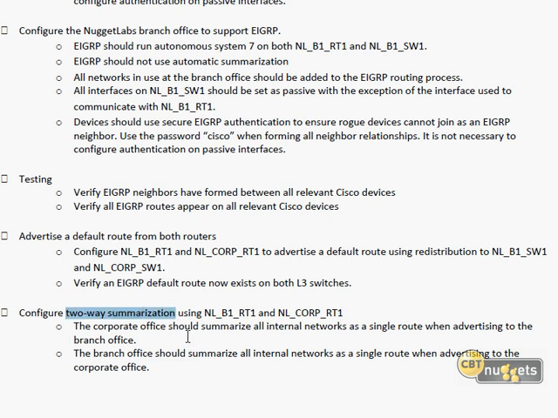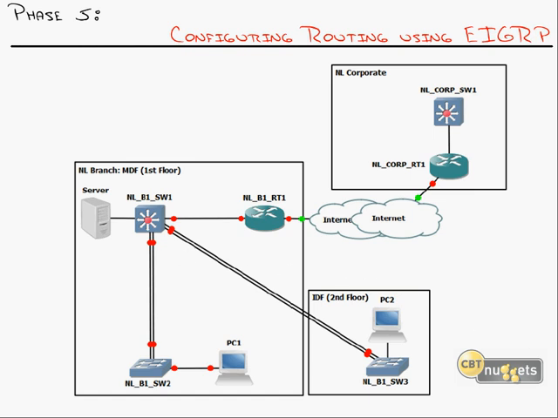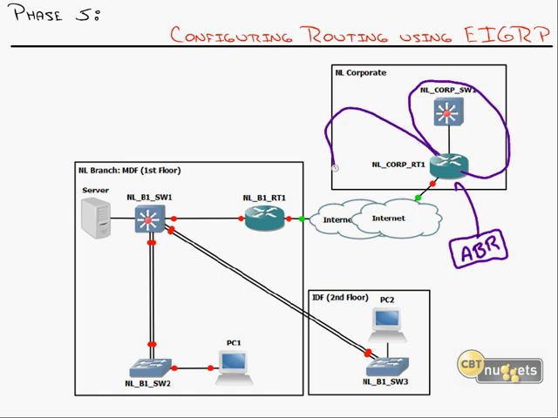Good. One more thing. Summarization. Configure two-way summarization between router 1 at the branch and router 1 at the corporate office. Now, notice it says corporate should summarize all internal networks using a single route, and the branch should do the same. Summarization in EIGRP works differently than it did in OSPF. Remember, in OSPF, there was only one router that could summarize. What was it? Some of you are like, the corporate router. Well, yes, but technically it's the ABR, Area Border Router. It has to be the router that's dividing up more than one area.